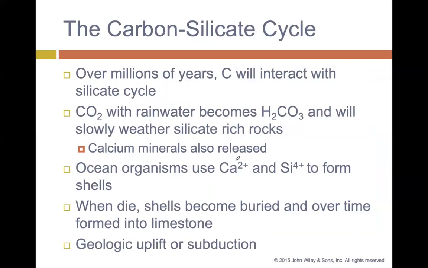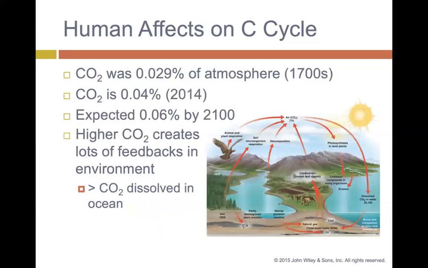The carbon silicate cycle shows how over many years carbon will interact with the silicate cycle, and this is when carbon dioxide with rainwater becomes H2CO3 and will slowly weather the silicate-rich rocks. Calcium minerals will be released in this process, and then ocean organisms will use the calcium and silicate to form shells. When they die, the shells become buried and over time form into limestone, and geological uplift or subduction can be seen to look at this limestone.